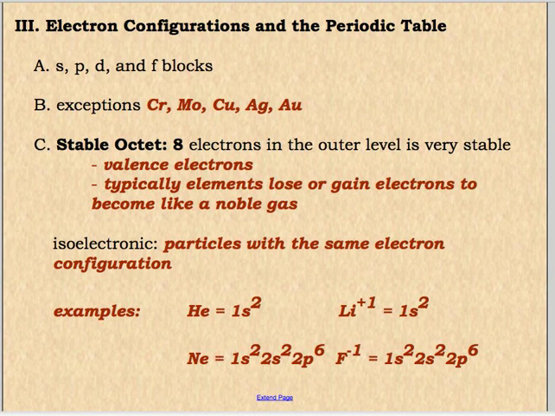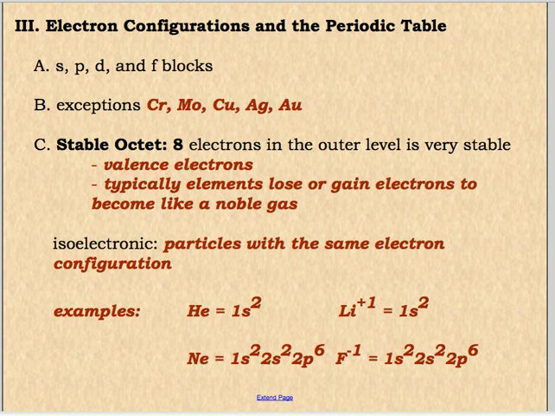So here we're talking about how electron configurations relate to the periodic table. For this section, you want to remember that there are the S, P, D, and F blocks. And you also want to remember our 5 exceptions from electron configurations, which are chromium, molybdenum, copper, silver, and gold. So you definitely want to make sure you remember that.